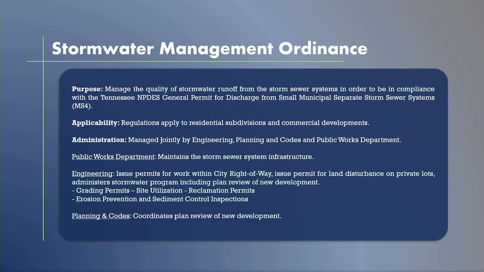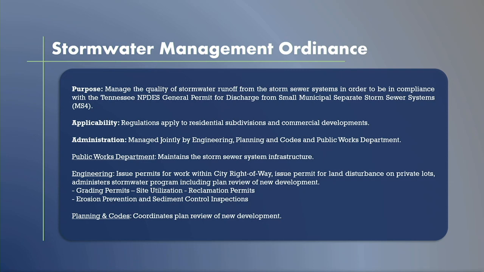So the purpose of the stormwater management ordinance is to manage the quality of stormwater runoff from storm sewer systems. Make sure you're in compliance with all your requirements, MS4 requirements. Best way to look at it is it says administered jointly by your engineering department, planning, and codes and public works. So really to look at is Public Works is going to maintain your system, your infrastructure.